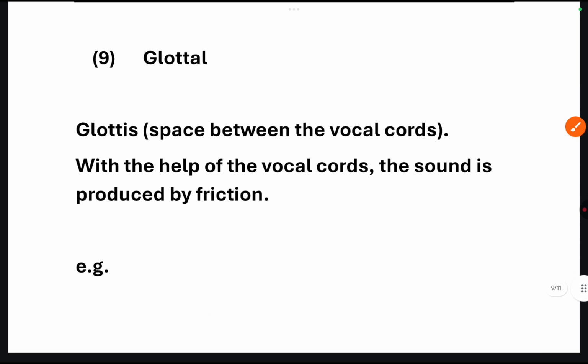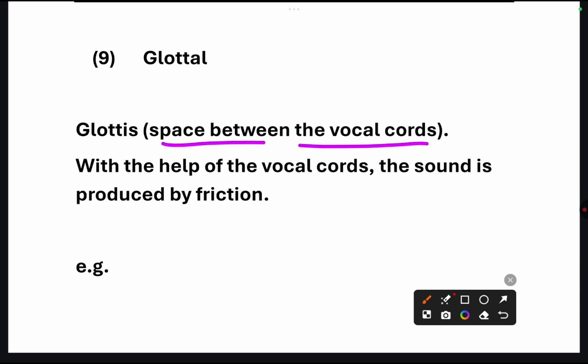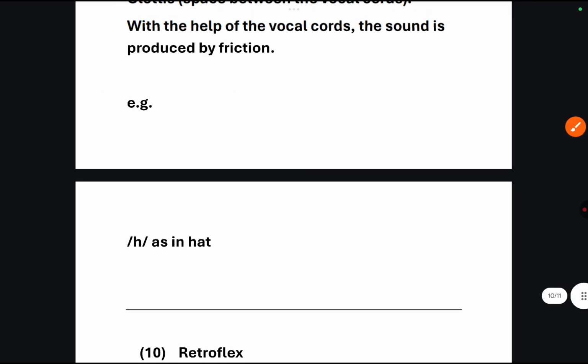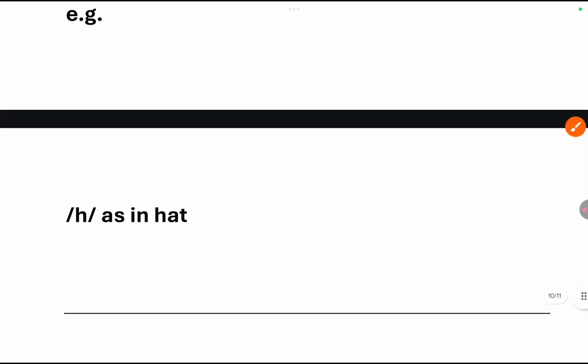Now the ninth is glottal. Glottal means the space between the vocal folds. So with the help of that space, we are going to pronounce the sounds. With the help of vocal cords, the sound is produced by friction. Hut. You can see the sound H here. Hut. You will come to know that the sound comes with a puff and with explosion, because there is a gap between the vocal folds.